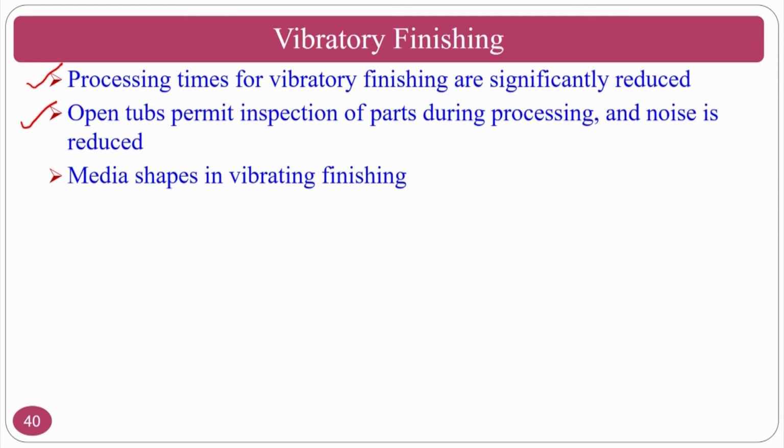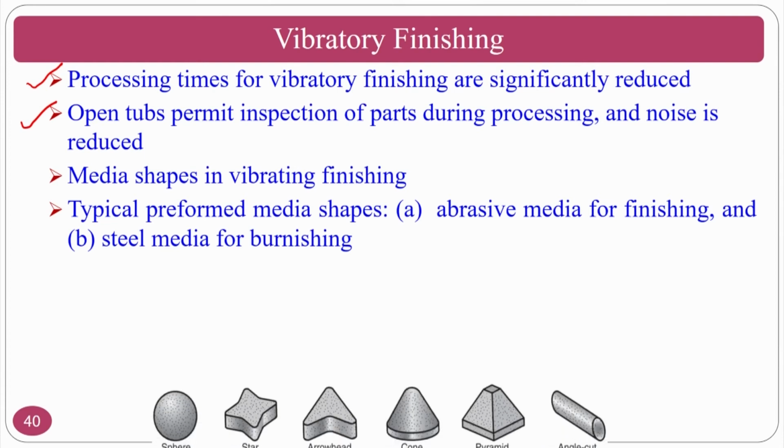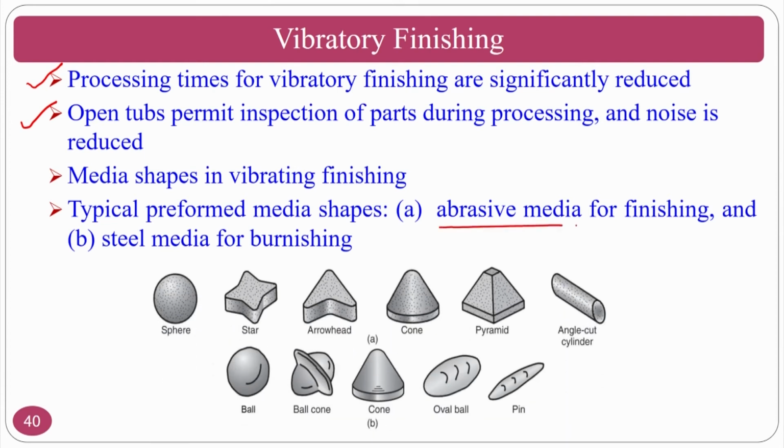Media in vibratory finishing are abrasive medium for finishing and steel medium for burnishing. That means you can go for two varieties. If my requirement is a finishing process, then I can go for abrasive particles. If my finishing is by burnishing, normally I can go for a steel media, that is steel spherical balls or any particular shapes that you can generate and use. These are some of the shapes used: sphere, star, arrow, cone, pyramid, and pins. Depending on your requirement, you can go for this type of shapes.